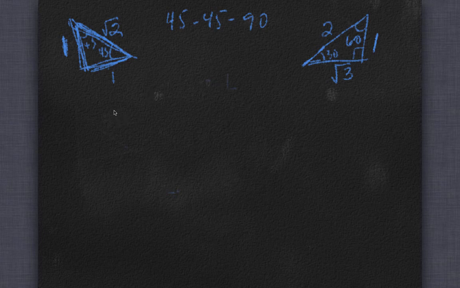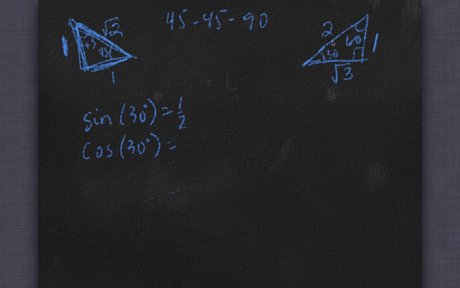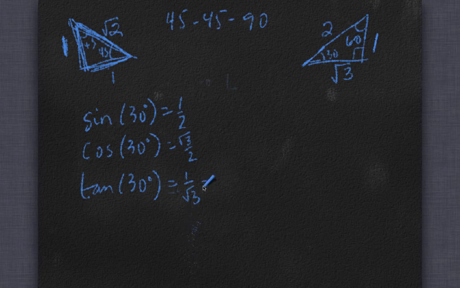So in this particular case, sine of 30 is opposite over hypotenuse, 1/2. Cosine of 30 degrees, adjacent over hypotenuse. There's nothing to rationalize now because the hypotenuse is a whole number. Tangent of 30 degrees is opposite over adjacent. So this is the one that has to be rationalized.